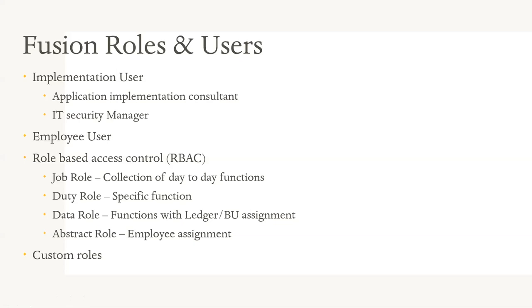And then we have data role. Data role is assigning or giving the privilege to the user to access a certain business unit or the ledger set or the data set, whatever we want to call. This access we call data role. And if we are creating or customizing the role only for a particular employee, we call this an abstract role. So these are the four classifications of the roles that we have in Fusion application.